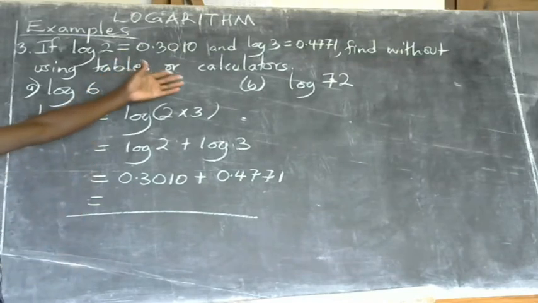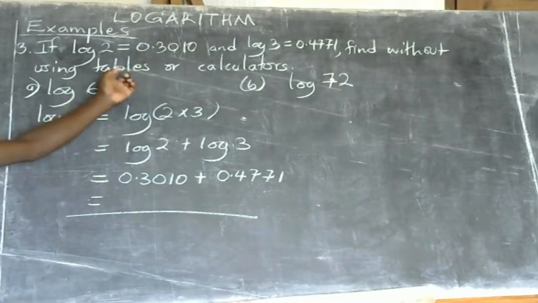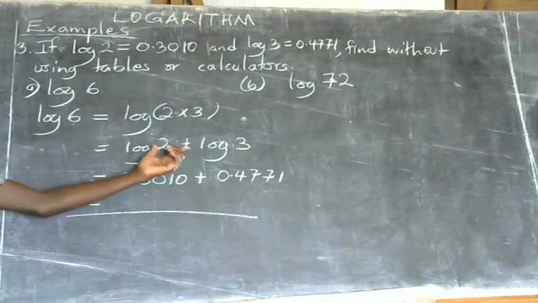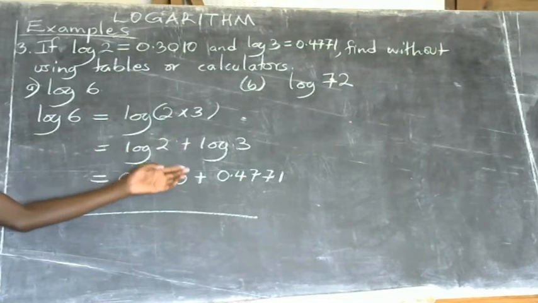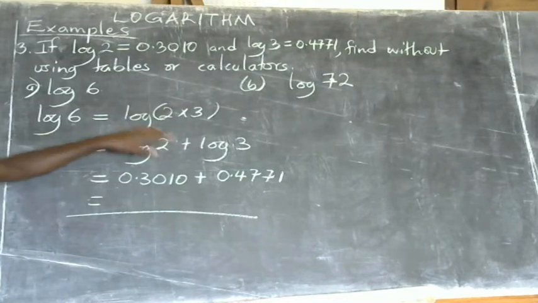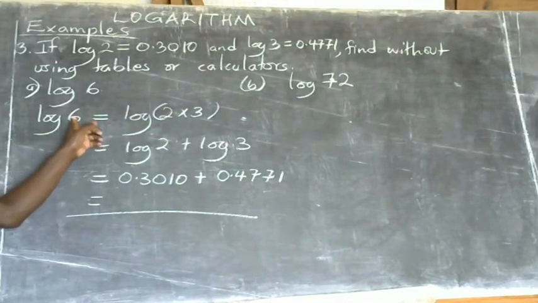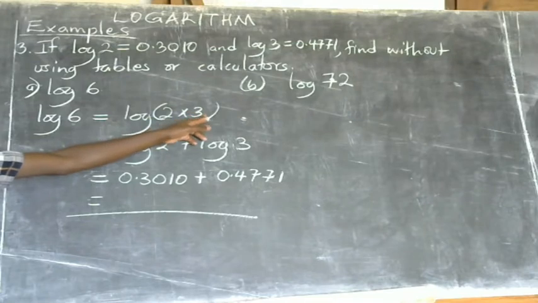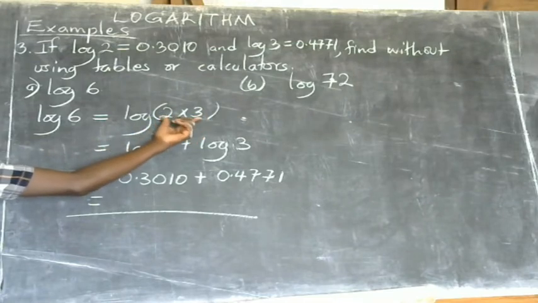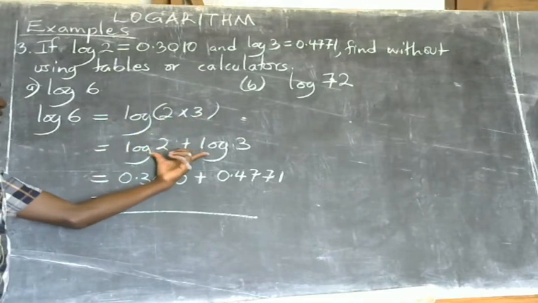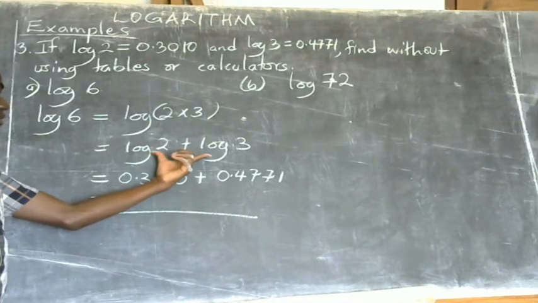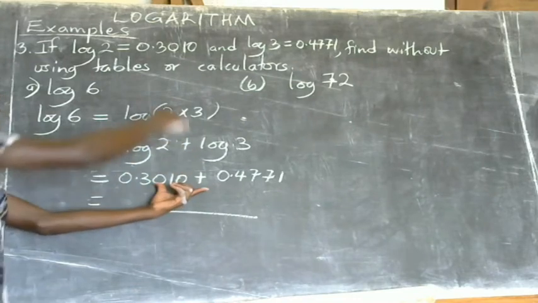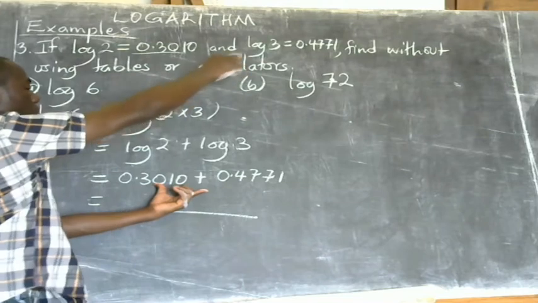So why do they say without using tables or calculators? They want you to show them these steps here, how you prime decompose 6, how 6 became 2 times 3. Then from 2 times 3 to become independent or separate logarithms. Then thereafter, you substitute what was given in the question.